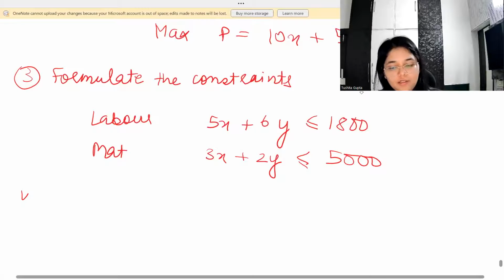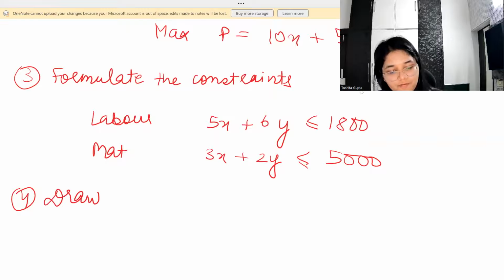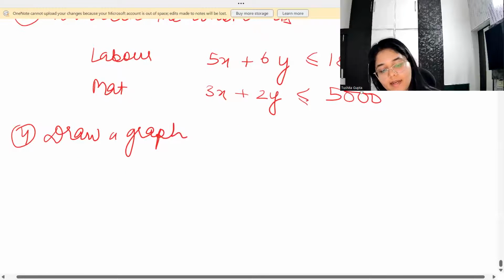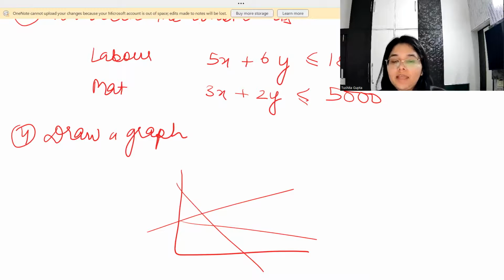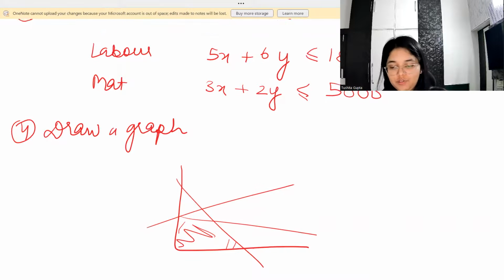Then the fourth step over here will be to draw a graph. And once you draw the graph, you will also be able to identify a feasible region. So perhaps this is where one line cuts, this is where the other cuts, this is where, let's suppose, the third one cuts. So the feasible region will be the area which will be common to all of the lines. So basically this will become your feasible region, and this is how we work out a solution, which will be found somewhere over here in the feasible region.